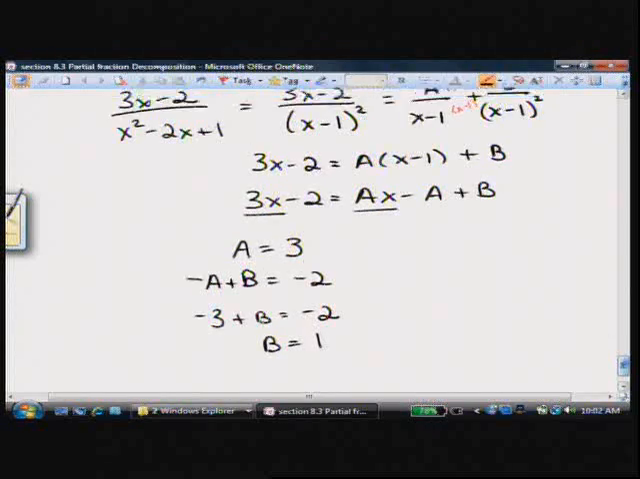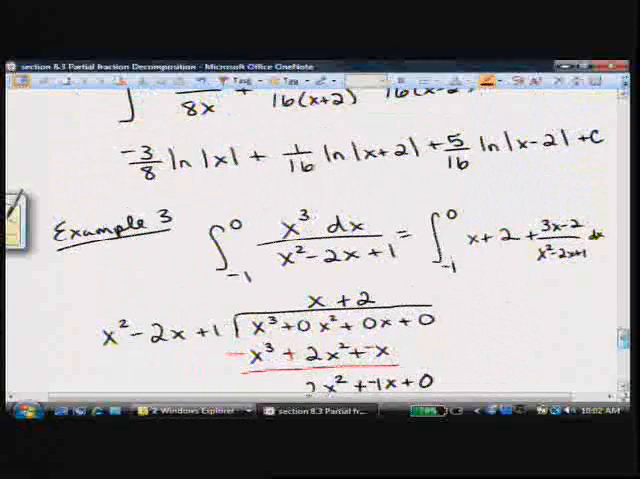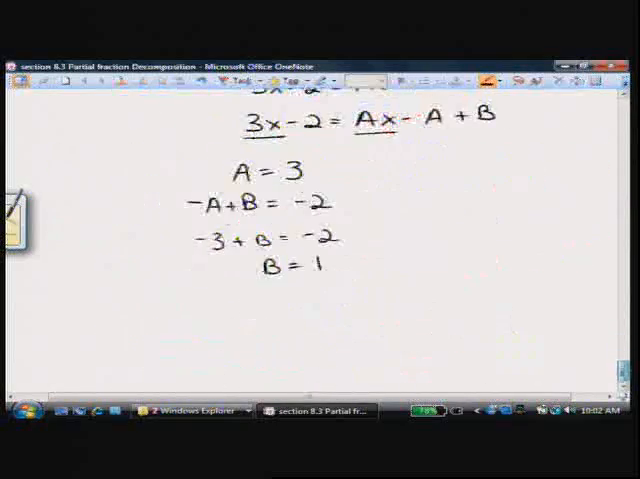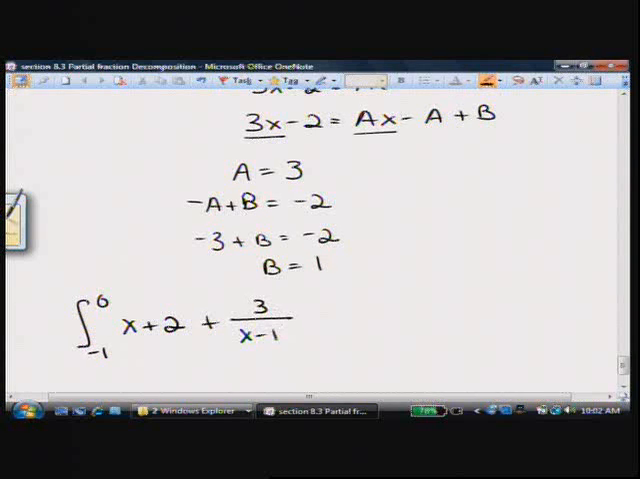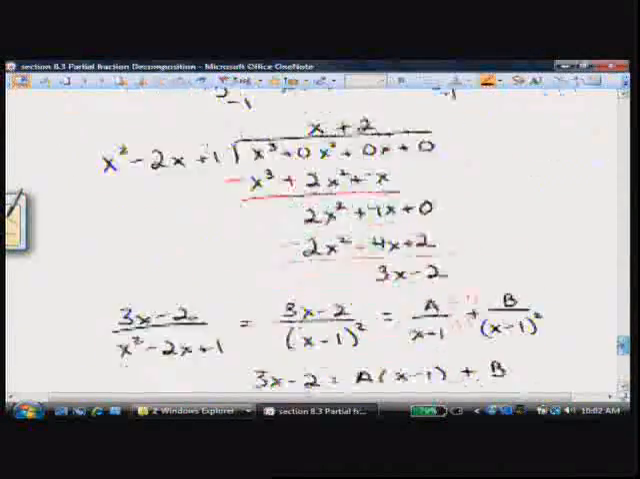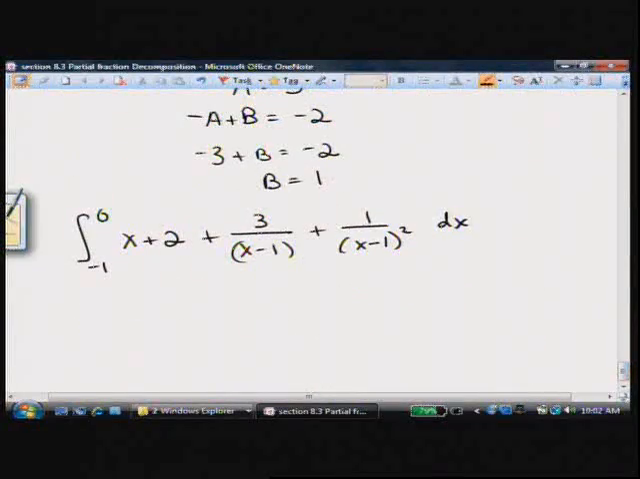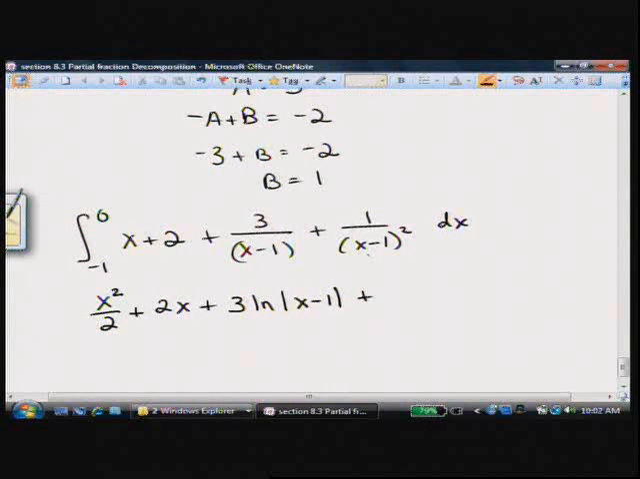Okay, so back up to where we were here. Integral from negative 1 to 0, you have the X plus 2, and then you have the A, which was 3, over the X minus 1, plus 1 over X minus 1 squared dx. Now, this integrates as X squared over 2 plus 2X plus 3 ln absolute value X minus 1 plus, how does that integrate?